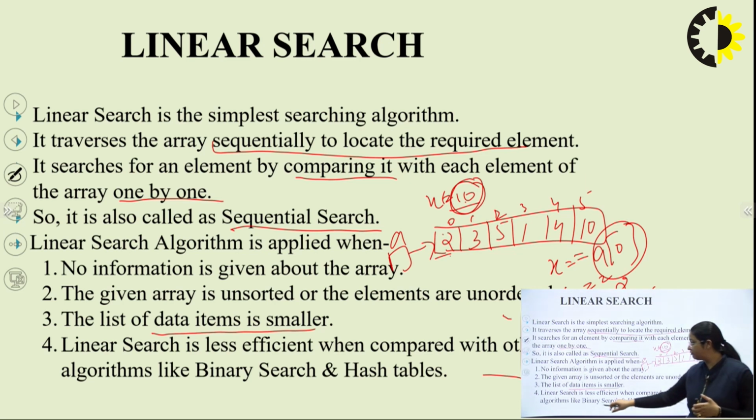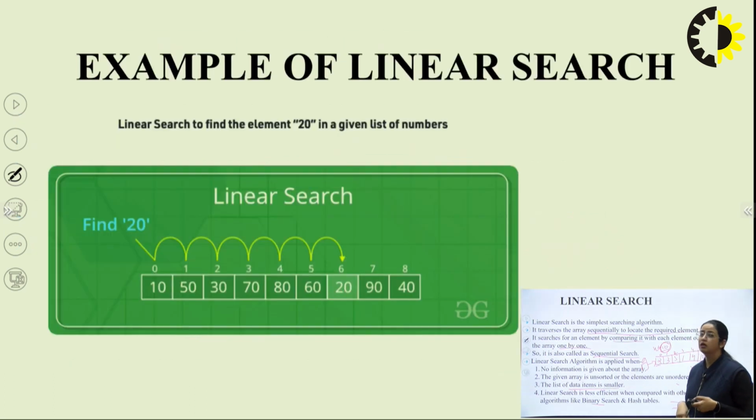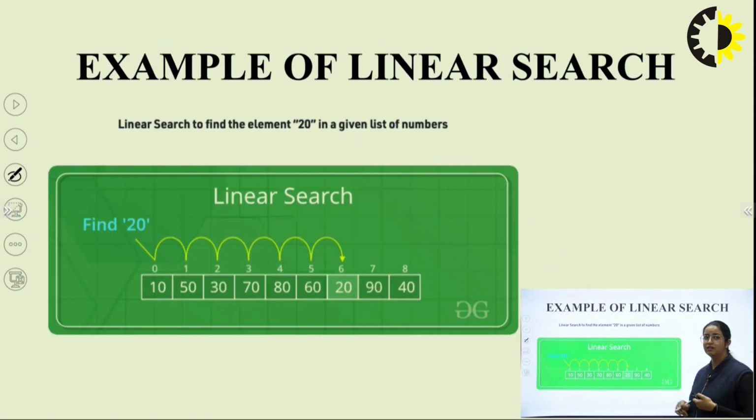We are having different types of search, and as I have told earlier, this point is already clear to you: we are searching in a smaller type of data. That's why it is less efficient. If you have more data, or the data is in a very large amount, then you cannot apply linear search there.